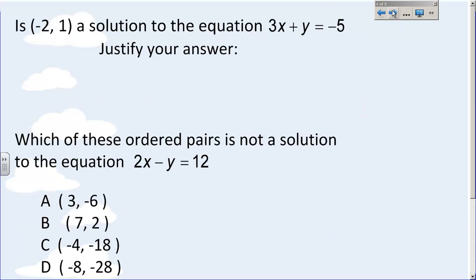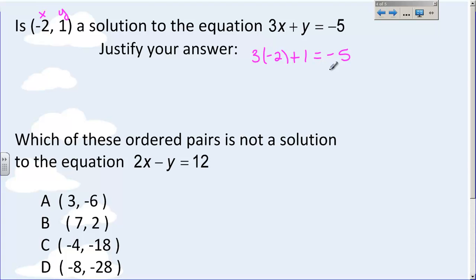So let's practice. The first question is: is the ordered pair (-2, 1) a solution to this equation? And it says justify your answer. All that means is show your work. Well, x is -2 and y is 1, so we're going to plug these values in. If x is -2, that means I have to do 3 times -2 plus 1 because y is 1.